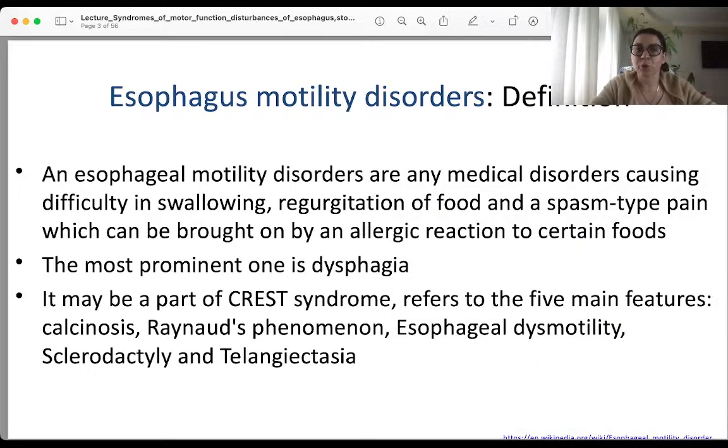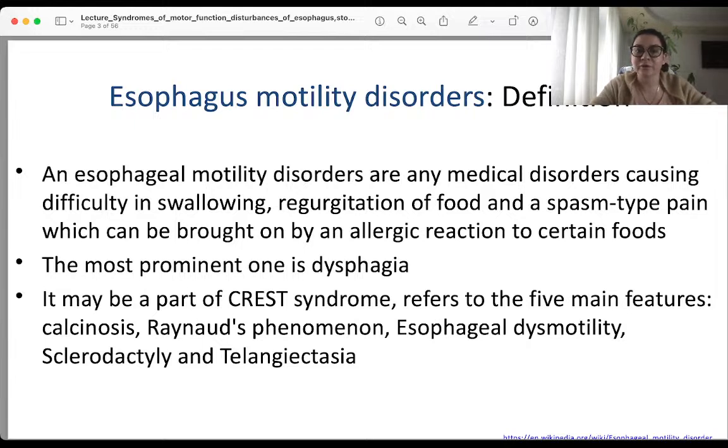Let's give a definition. What are esophagus motility disorders? Esophageal motility disorders are any medical disorders causing difficulty in swallowing, regurgitation of food and spasm-type pain, which can be brought on by an allergic reaction to certain foods. The most prominent one is dysphagia. It may be a part of CREST syndrome. Please remember this name because you will meet it further in gastroenterology.